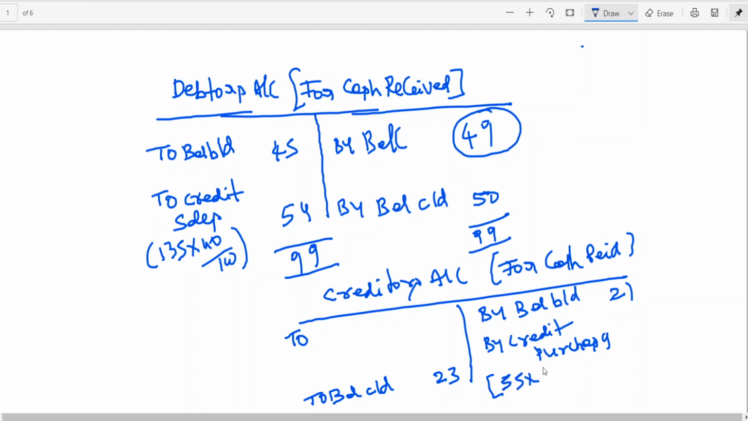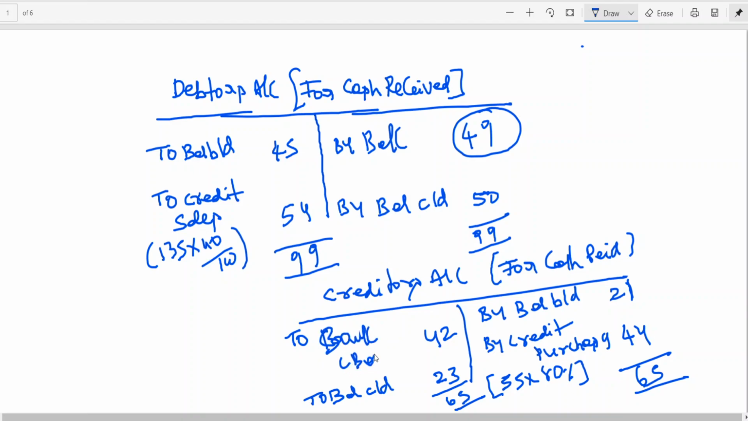So 55 into 80%, it is coming to 44 crores. So 44 plus 21, 65. So what is cash paid? This is the balancing figure. So 42 crores has been paid to creditors.